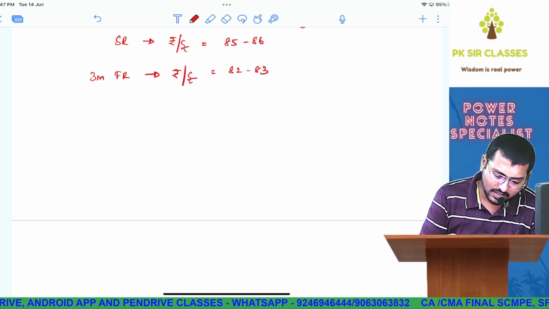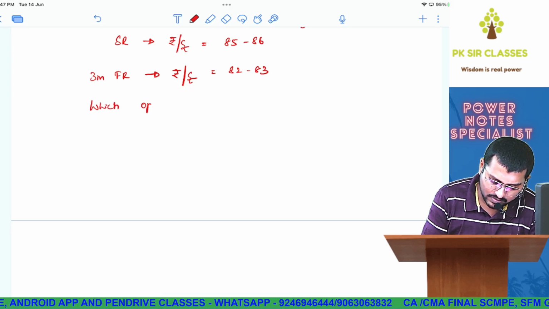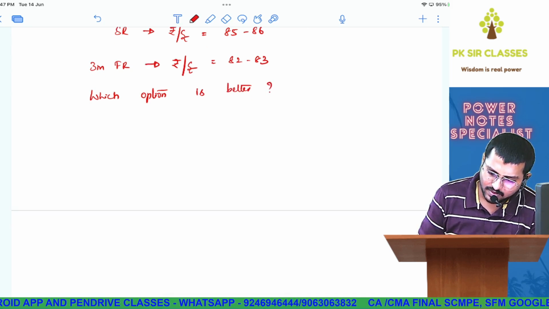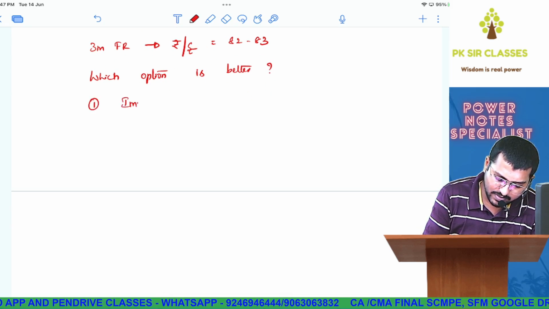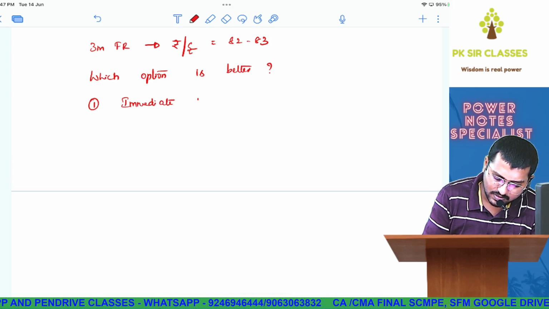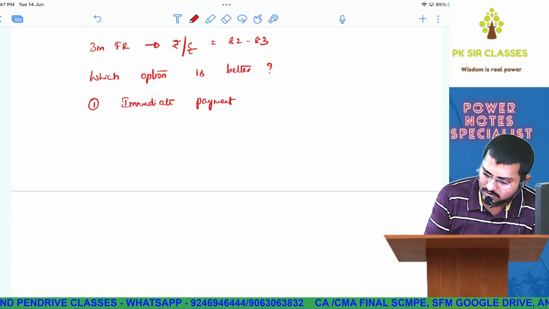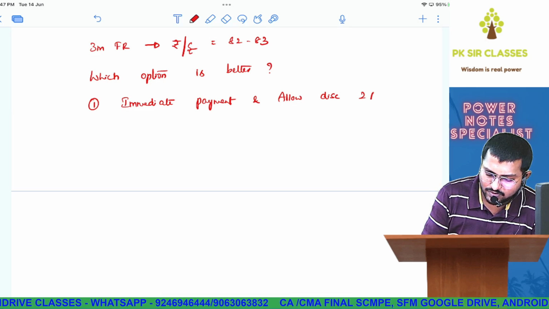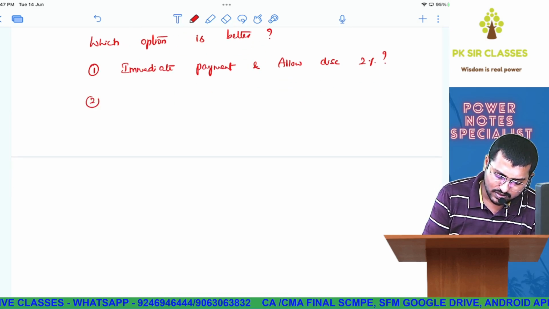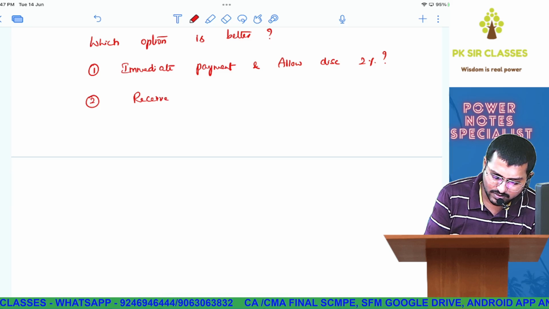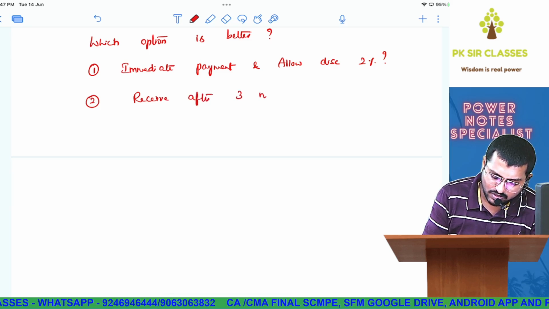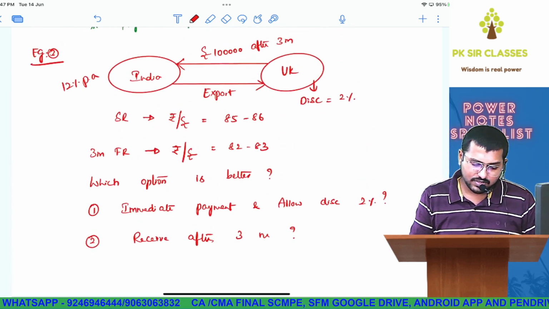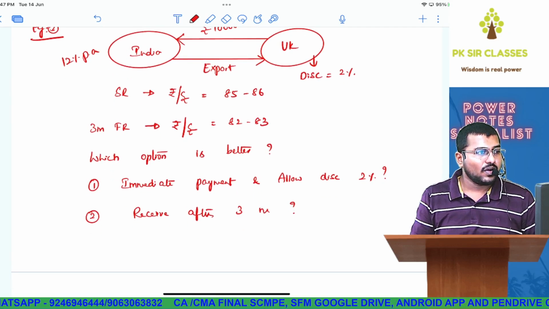Same question: which option is better? The first option will be immediate payment, and you have to allow a discount in that case. How much is the discount we are going to provide? 2%. Second, receive after 3 months. Which one is better for you? That is what the question is asking.